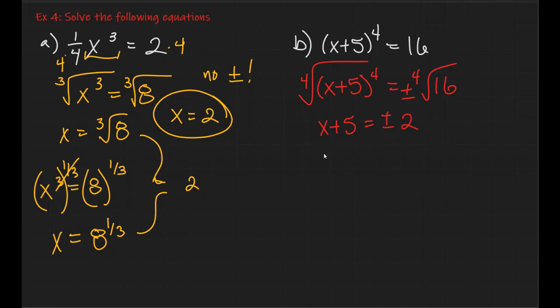And then we just subtract the 5. So x is equal to negative 5 plus or minus 2. Now we're able to do both. So x is, what's negative 5 plus 2? That's negative 3. What's negative 5 minus 2? That's negative 7.